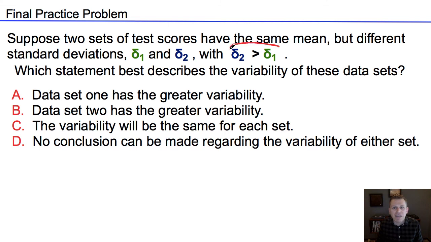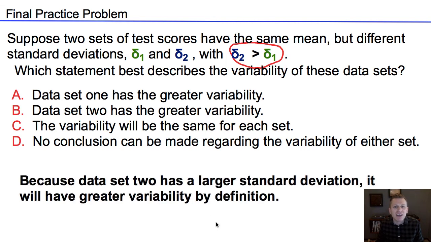Well, right here is the key information that you need to know. It says the standard deviation for data set 2 is larger than data set 1. Well, what does that mean? By definition, larger standard deviation means more variability, more spread out. Think back to San Francisco and New York. San Francisco had a very large standard deviation because the temperatures were more spread out. So here, the one that we like is data set 2 has a greater variability.